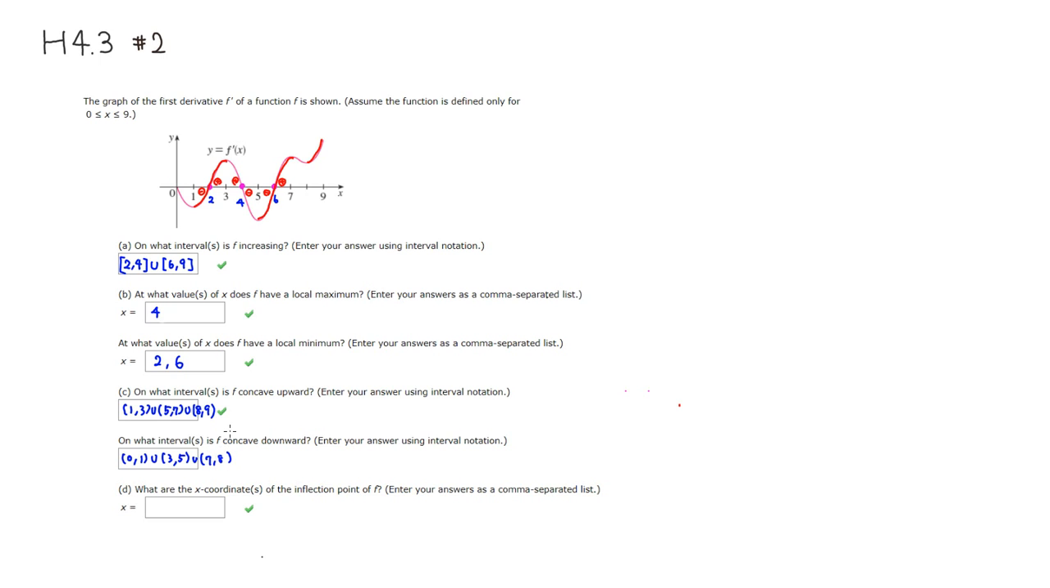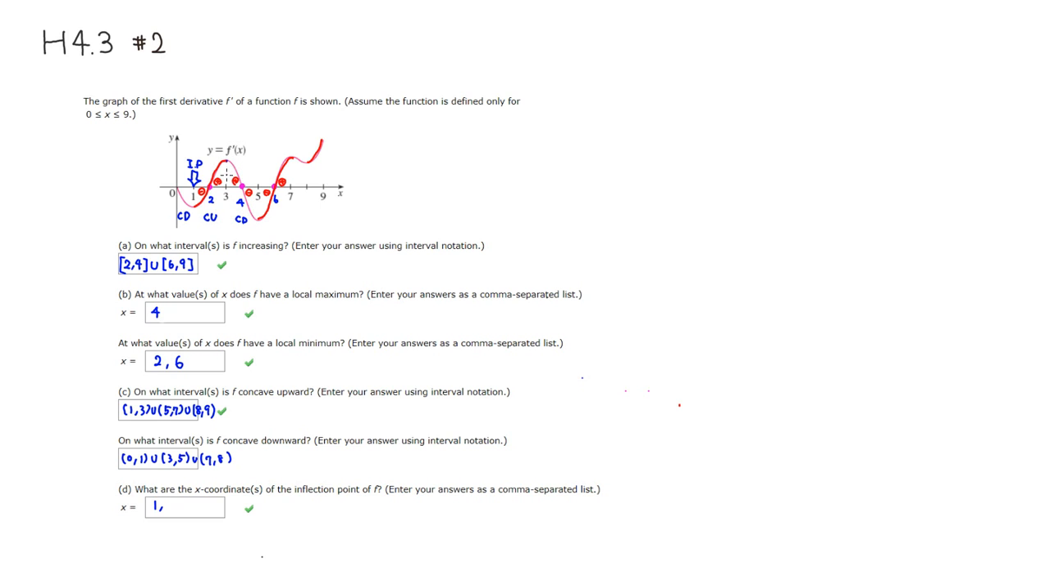And part D: what are the x-coordinates of the inflection points? We have to see a concavity change. Here it's concave down, because the derivative is decreasing, and this is concave upward. So you can see that at 1, you're going to have an inflection point.